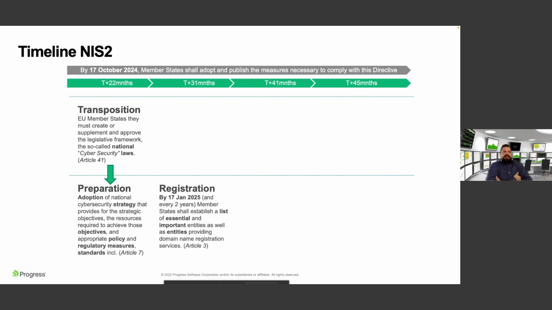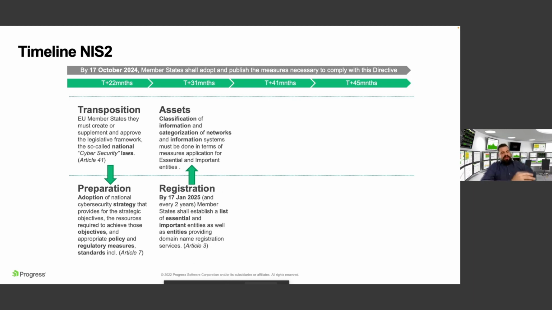What's important is January 17, 2025, because by that date, all essential and important entities, that means the regulated entities, need to be registered on a list of essential and important entities, including providers of domain name registration services. This is regarding the digital service providers and so on. So the registration of every single regulated entity needs to be done by 17 January 2025. After that, they need to follow the national legislation.